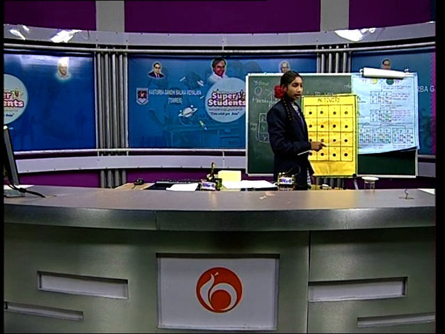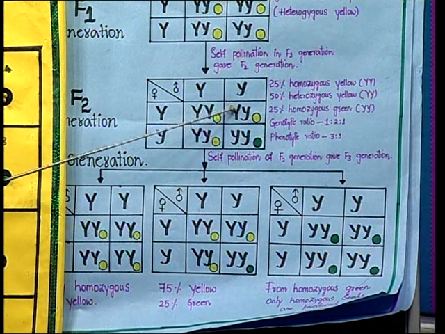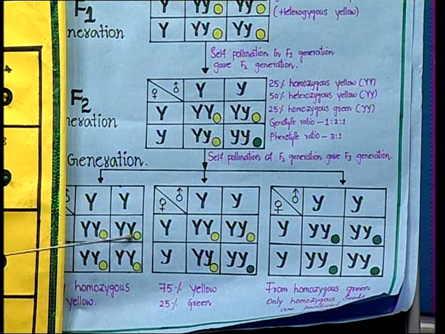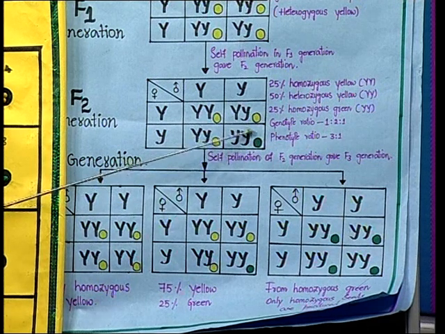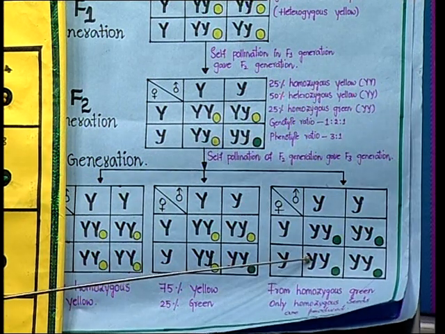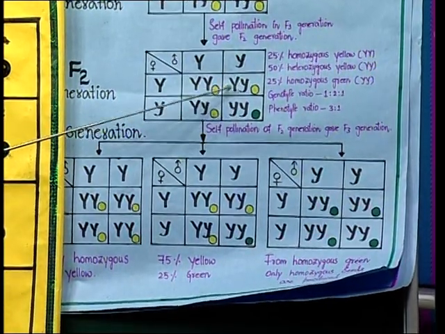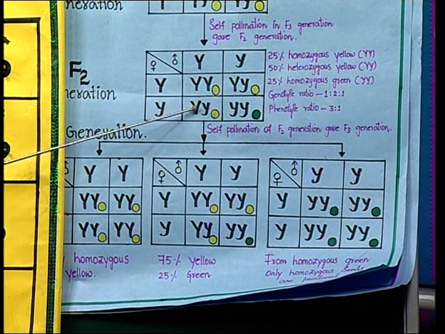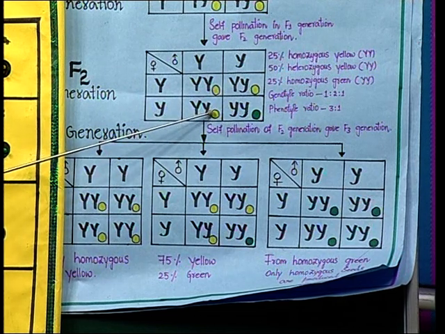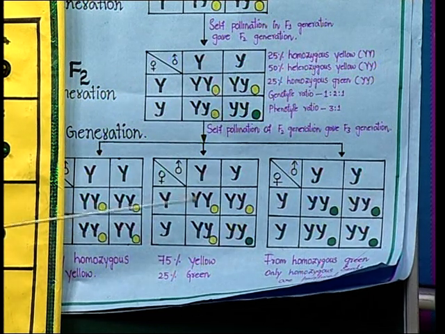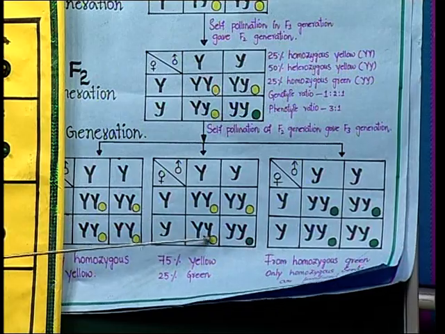75% yellow seed giving plants and 25% green seed giving plants. When he self-pollinated this type of plant, he got 25% yellow seed giving plants. And friends, when he self-pollinated this type of plants, he got 25% pure green seed giving plants. Friends, when he self-pollinated these two types of plants, which have capital Y and small y, it means both factors are here, a dominant trait and a recessive trait. Then he observed 75% yellow seed giving plants and 25% green seed giving plants.